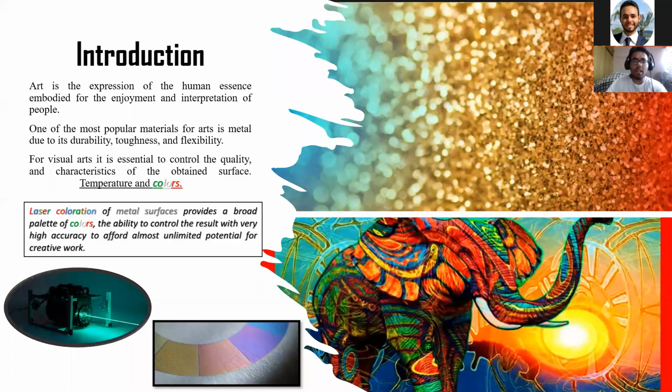As an introduction, art is a chronicle of eras which keep thoughts, hopes, and values to be conserved for descendants. One of the most popular materials for art is metal due to its durability, toughness, and flexibility. In the case of virtual arts, it is essential to control the quality and colorimetric characteristics of the obtained surface. That's why the connection between processing temperature and resulting colors needs to be well understood.